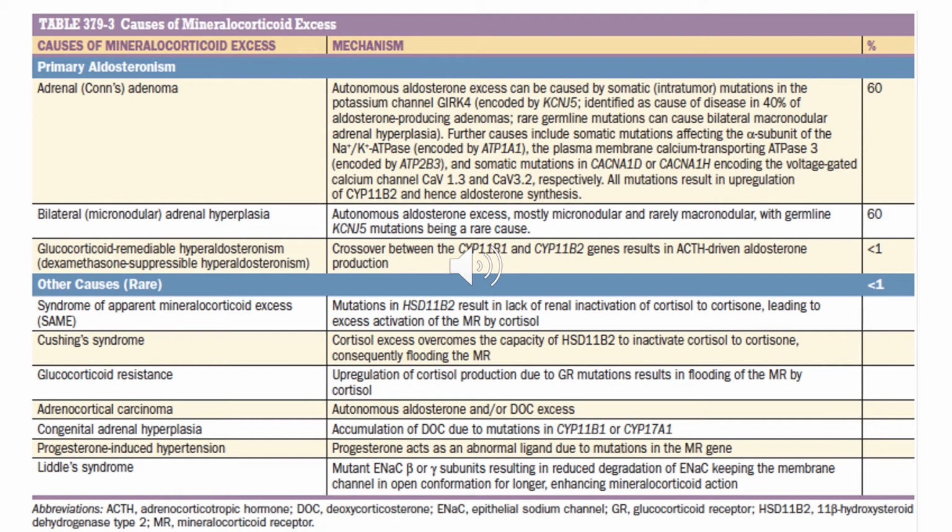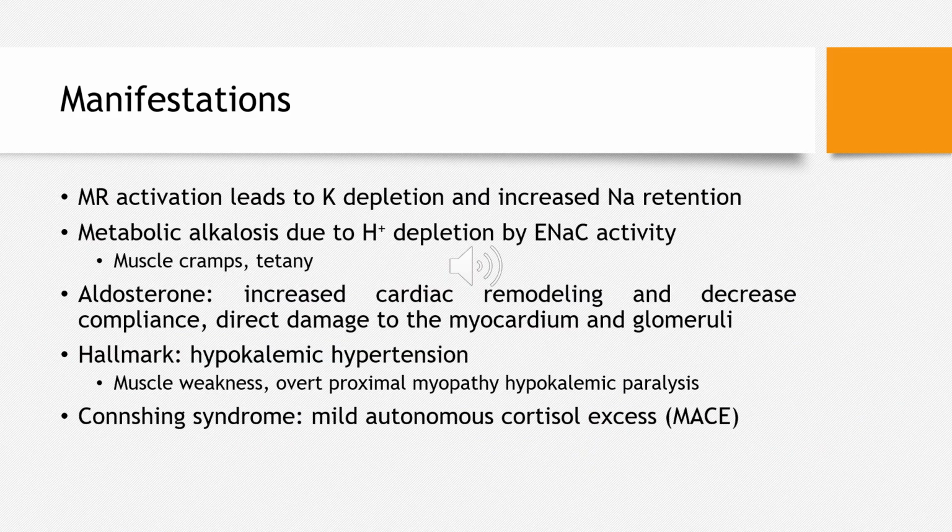This table shows you the different causes of mineralocorticoid excess and their pathologic mechanisms. Again, the most common cause of primary aldosteronism is an aldosterone-producing adenoma or Conn's disease. The diagnosis of primary aldosteronism is usually made in patients who are in the third to sixth decades of life. Few symptoms are specific to the syndrome. MR activation leads to potassium depletion and increased sodium retention.